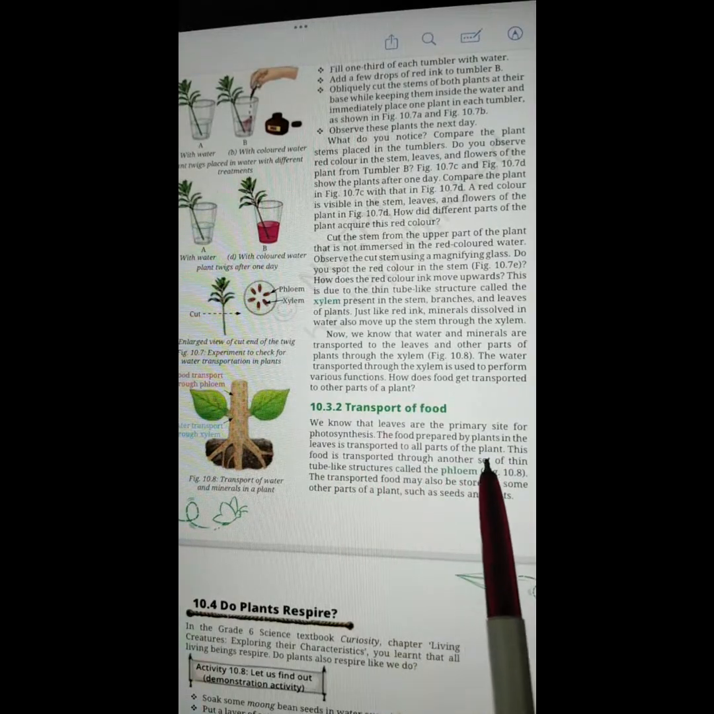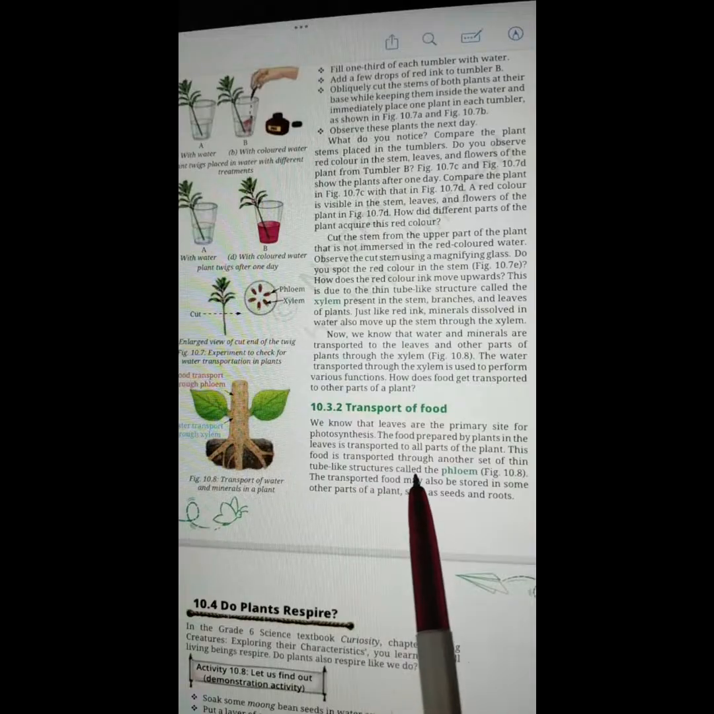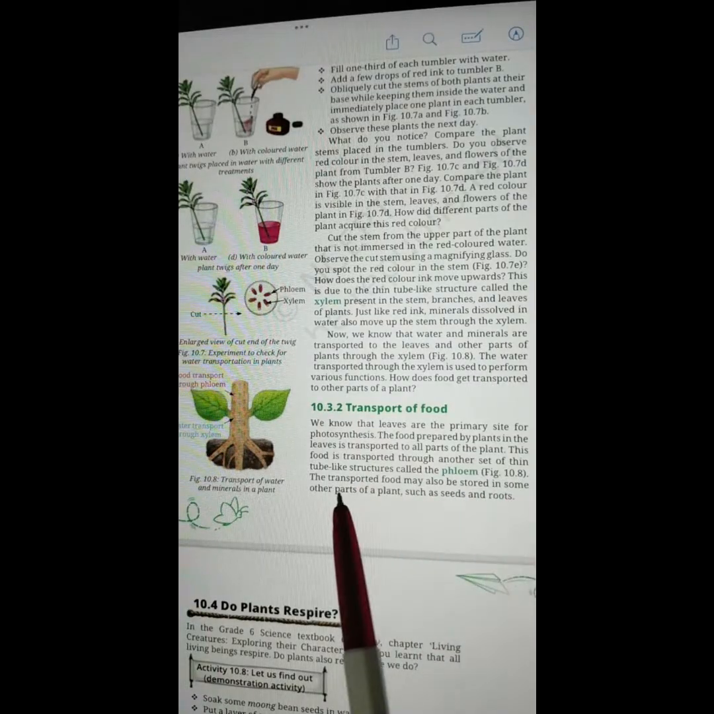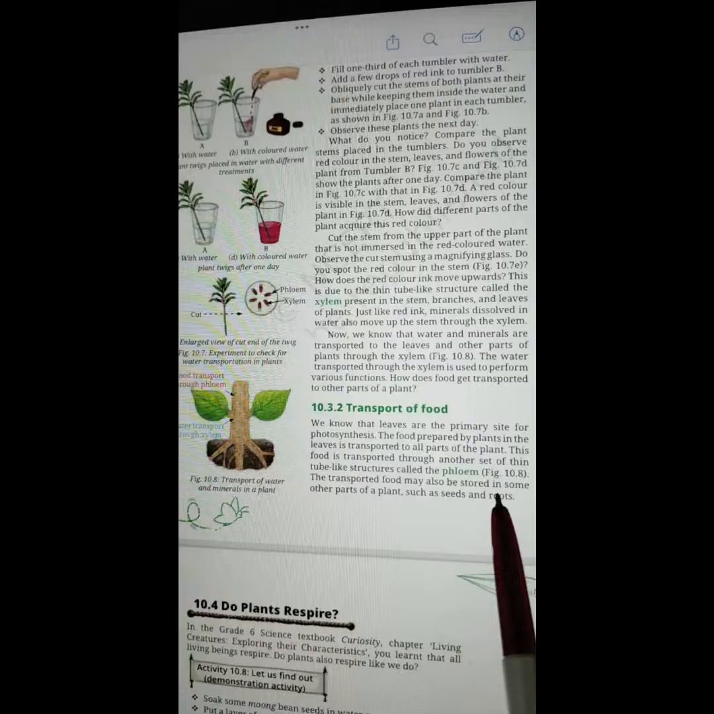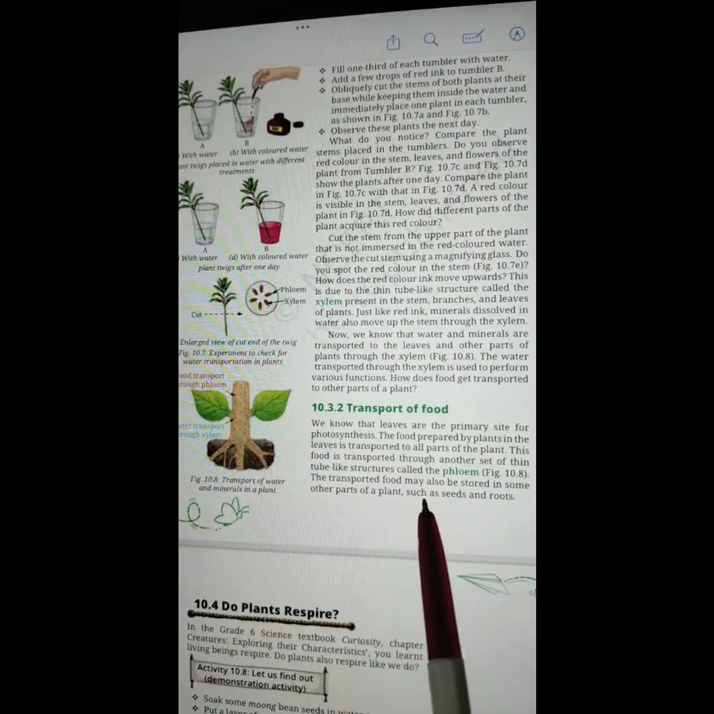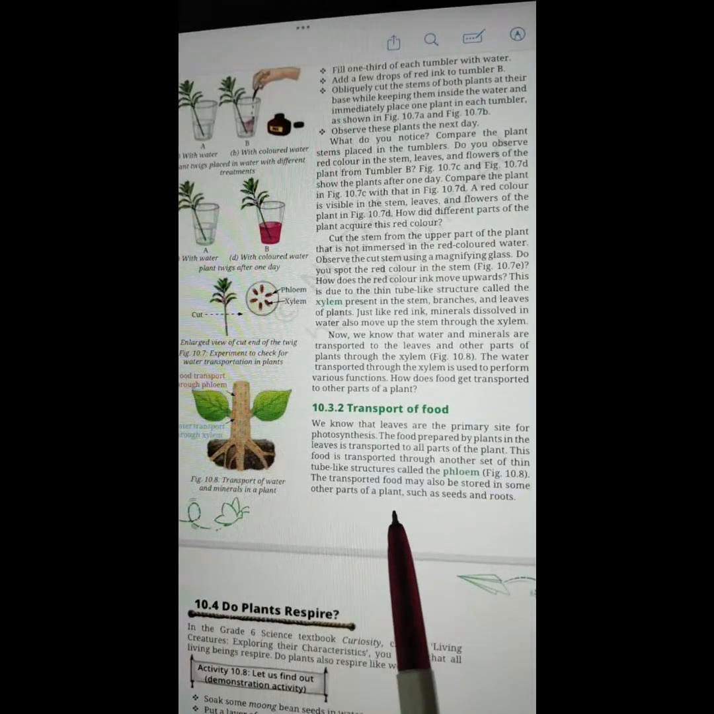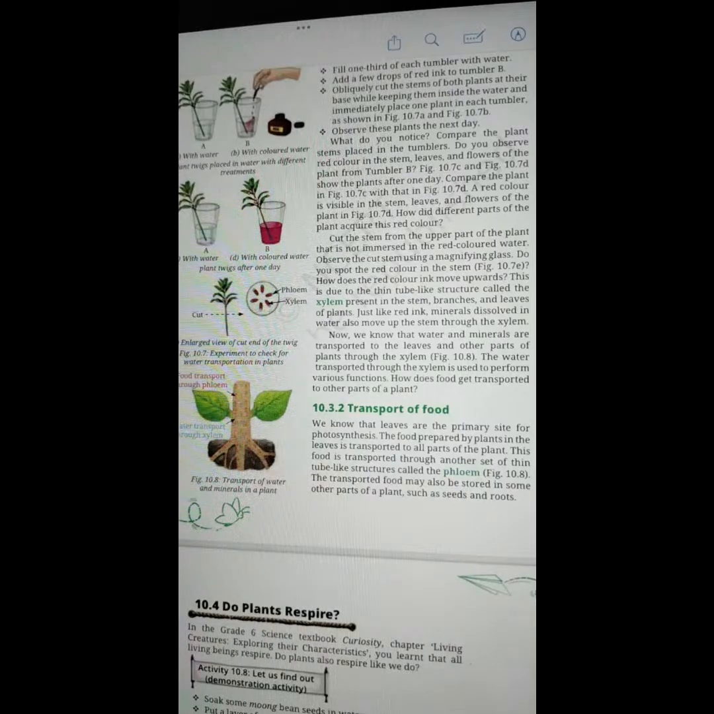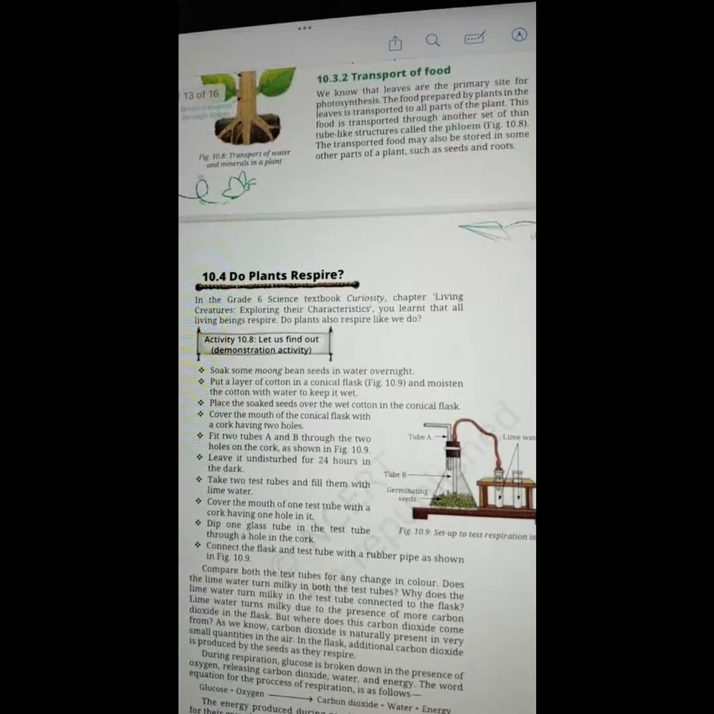The food prepared by the plants in the leaves is transported to all the parts of the plant. This food is transported through another set of thin tube-like structures called the phloem. The transported food may also be stored in some other parts of the plant such as seeds, roots, etc.